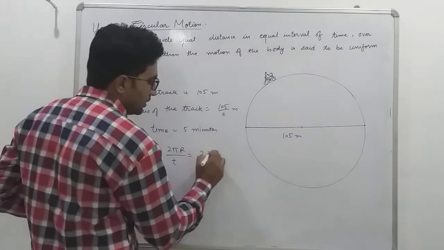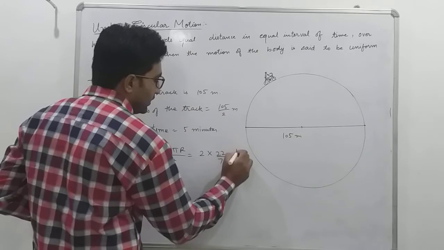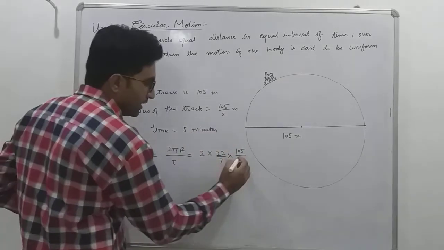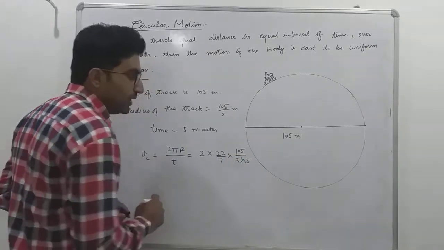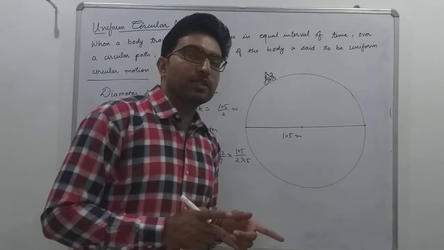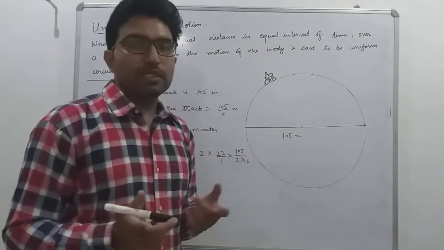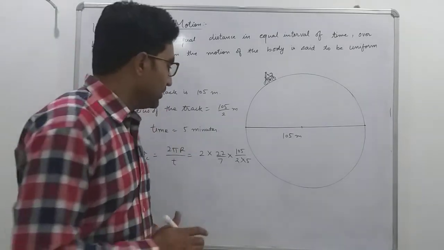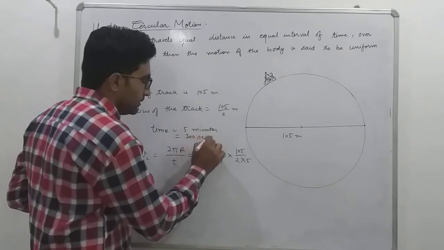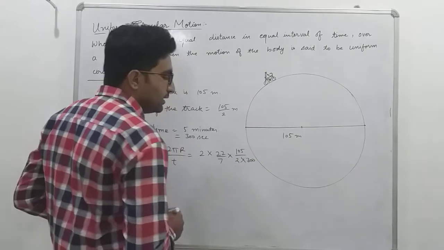In place of pi we can put 22/7, and in place of r we can put 105 divided by 2, and for time we can put 5 minutes. But 5 minutes must be converted into SI units. So 5 minutes will be equal to 5 multiplied by 60 seconds, which is 300 seconds. So we can put 300 seconds in place of 5.